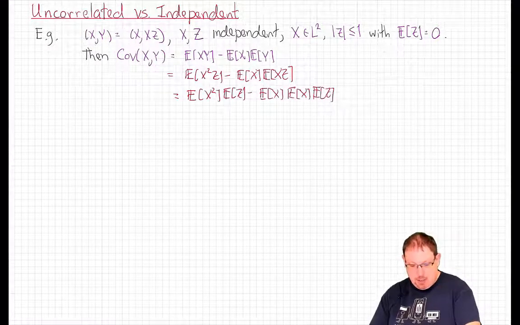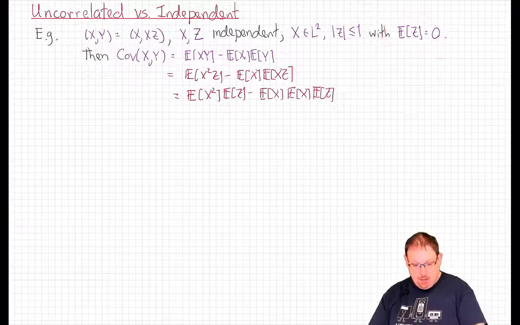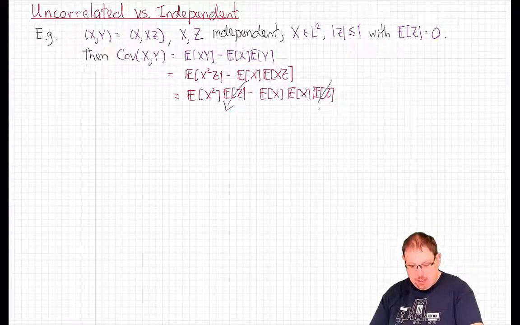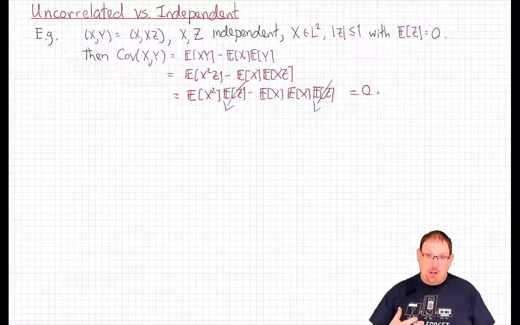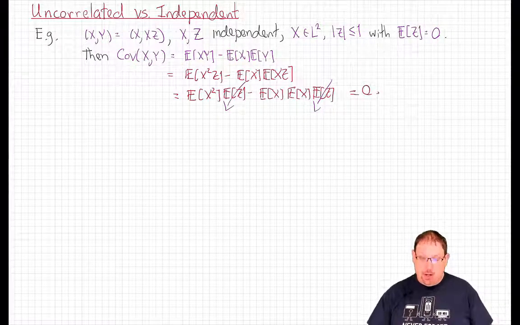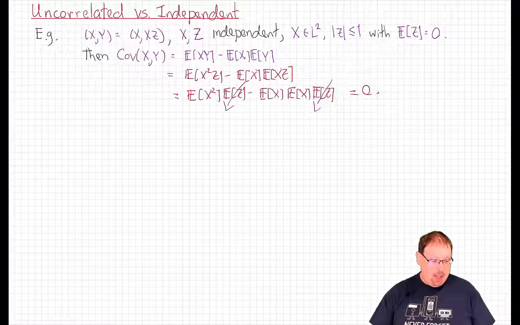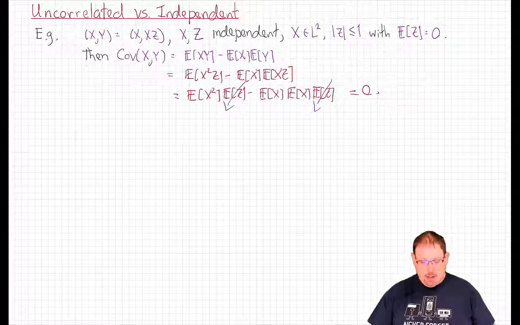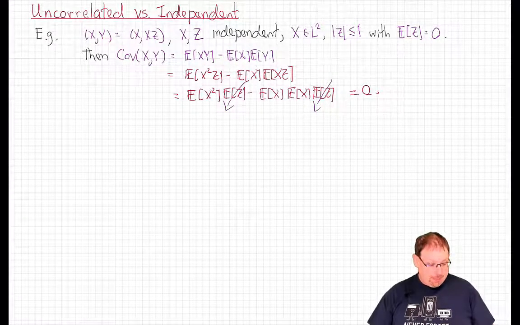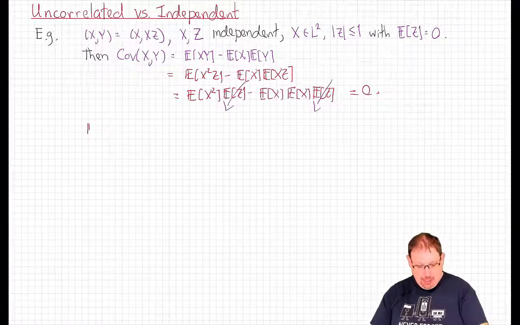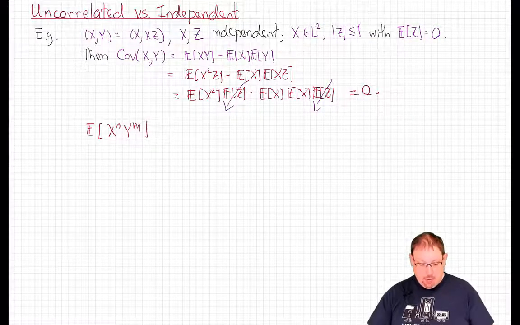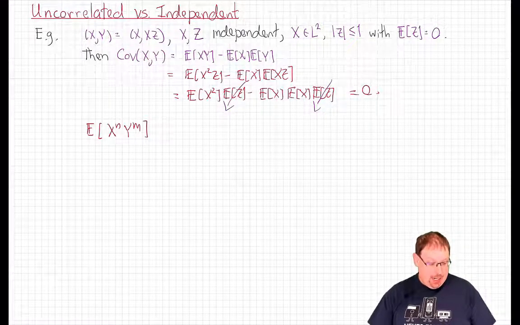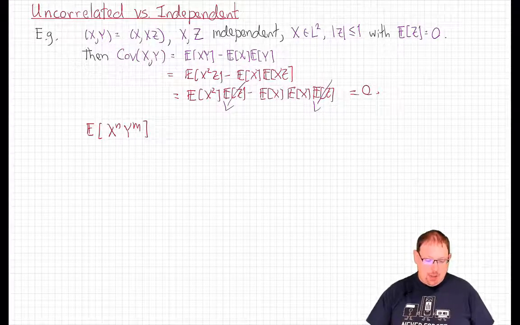And hey, our assumption here was that the expected value of z is 0, which means that this is 0. So those are indeed uncorrelated random variables. But are they independent? Well, let's take this a little bit further. Let's try to calculate the expected value of x to the n, y to the m for some powers n and m. Well, we don't know that we can actually define that.